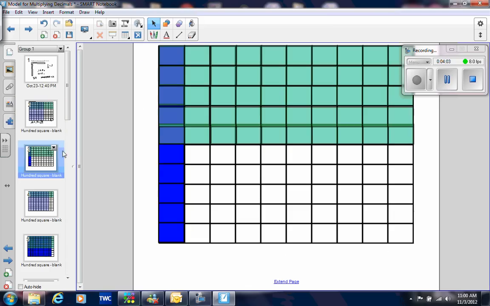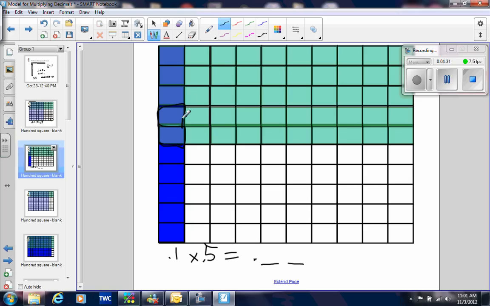Look at a new model. This model has 1/10, and you're multiplying by 1, 2, 3, 4, 5/10, and you get an answer of the 2 decimal places because these squares are called hundredths right here. It takes 100 of them to make a whole. And you can see that there are 5 of them. If I was to put the 5 right here, this would actually be 5/10.